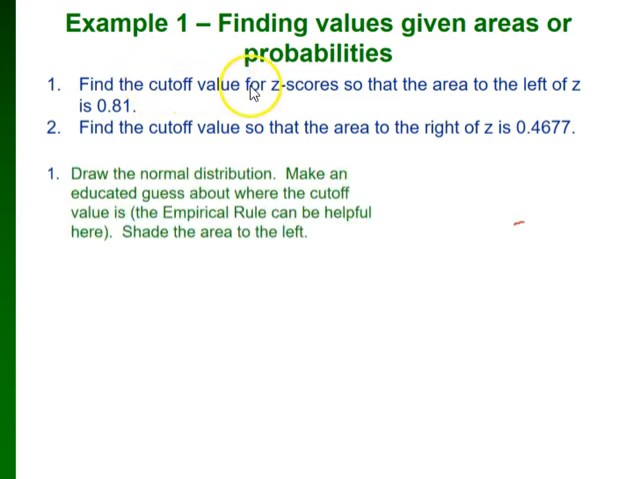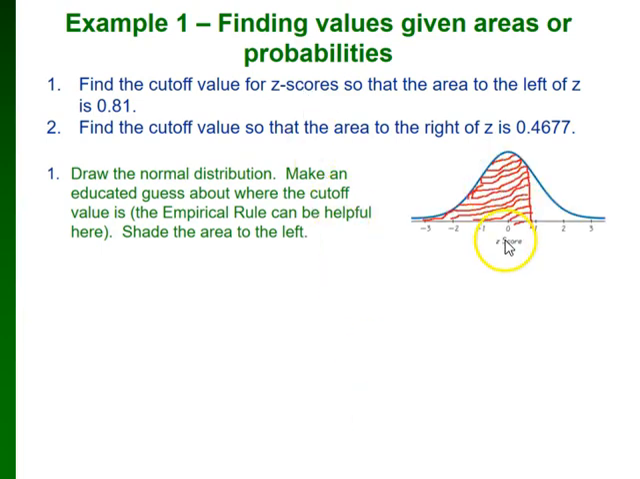For number 1, we're trying to find a cutoff value for z-scores so that the area to the left of z is 0.81. As soon as it says z-scores, that means that your mean is 0 and your standard deviation is 1. Here's our normal distribution picture. We've got 0 in the middle because that's the mean. And this time, the area is 0.81.